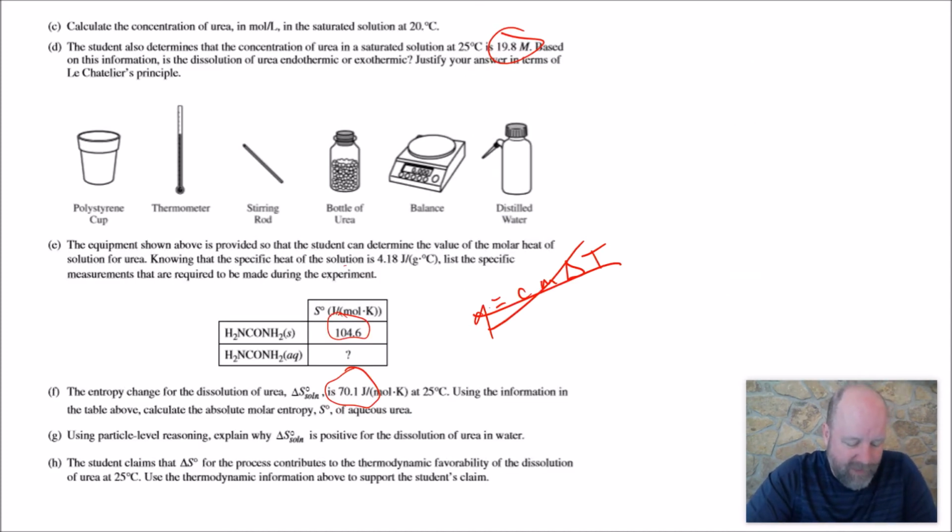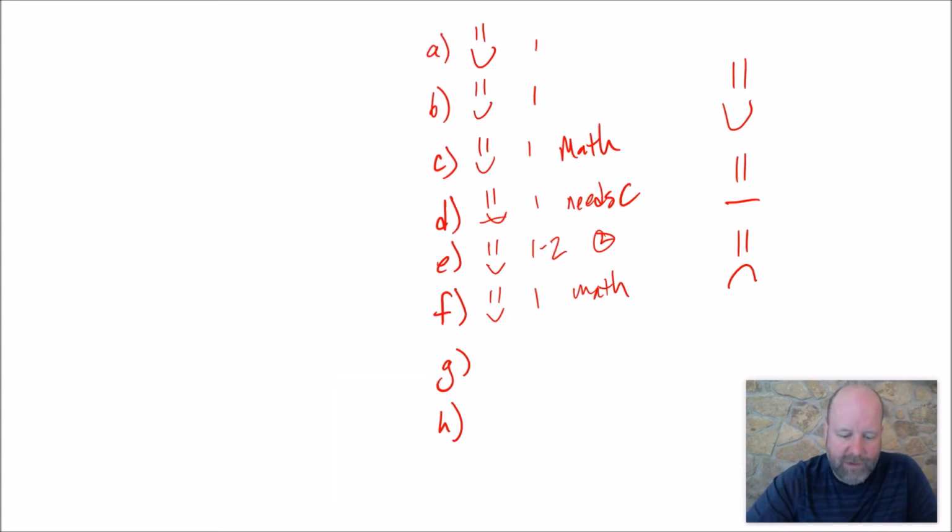Using particle level reasoning, explain why delta S is positive for the dissolution of urea in water. So this is just positive delta S for dissolution. That's easy to explain. Hopefully that's not too bad. And that's going to be a fast one.